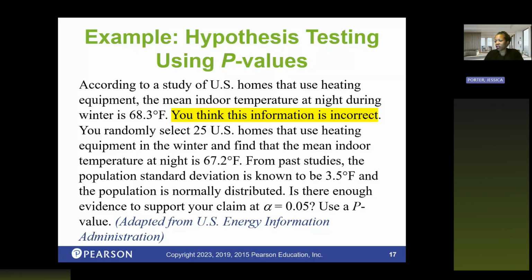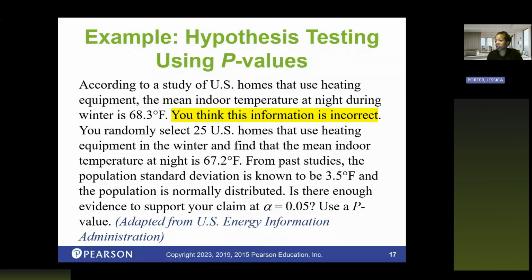According to a study of U.S. homes that use heating equipment, the mean indoor temperature at night during winter is 68.3 degrees Fahrenheit. You think this information is incorrect. Okay, so that's the key sentence.